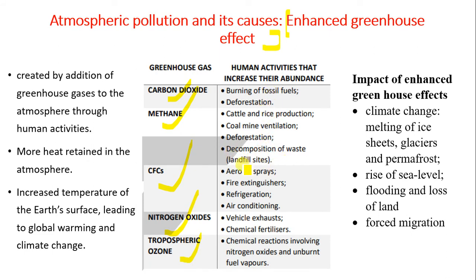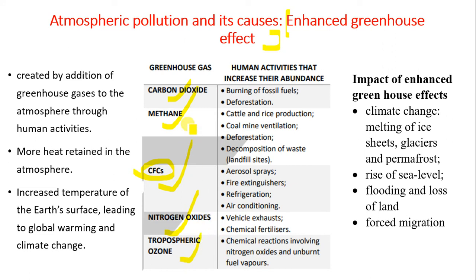Decomposition of waste and landfill sites also lead to high levels of methane. Aerosol sprays, fire extinguishers, refrigerators, and air conditioning all release CFCs to the atmosphere. Then we have things like vehicle exhaust, chemical fertilizers, and chemical reactions involving nitrous oxide and unburnt fuel vapors. All these lead to an increase in greenhouse gases within the atmosphere.